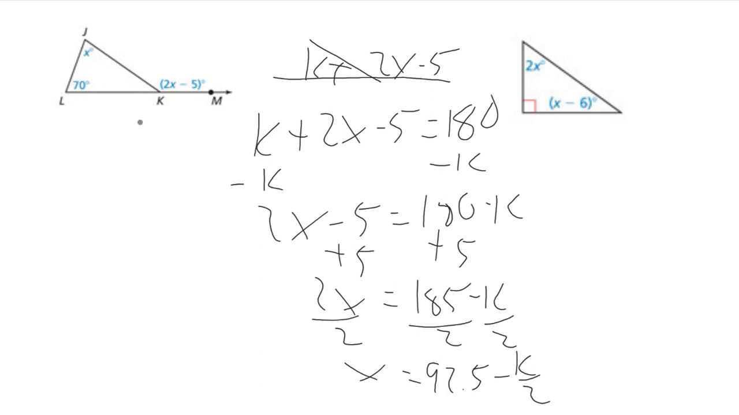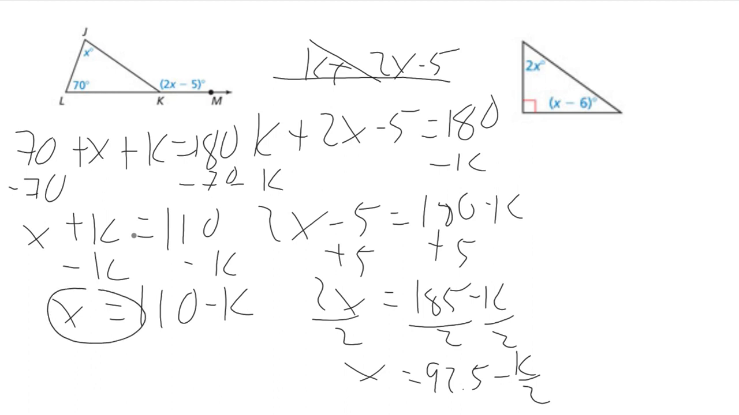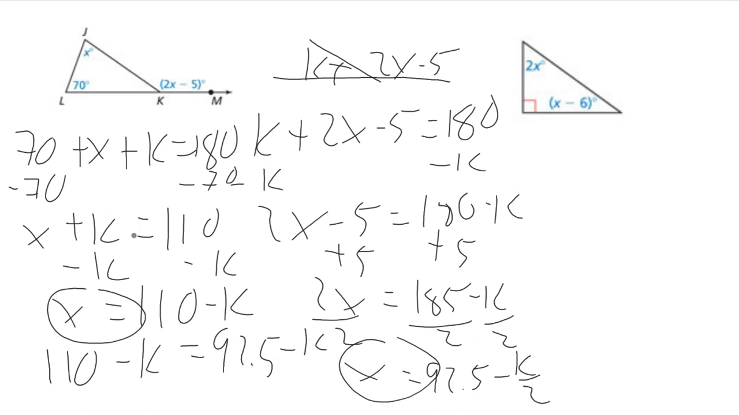Also, I have a triangle here. So I have 70 plus x plus whatever K is also going to equal 180 degrees. So then I can subtract 70 from both sides. X plus K is equal to 110. Subtracting K from both sides, x is equal to 110 minus K. If I wanted to go further, since I have x equals and x equals, I can substitute and say 110 minus K is equal to 92.5 minus K over 2.